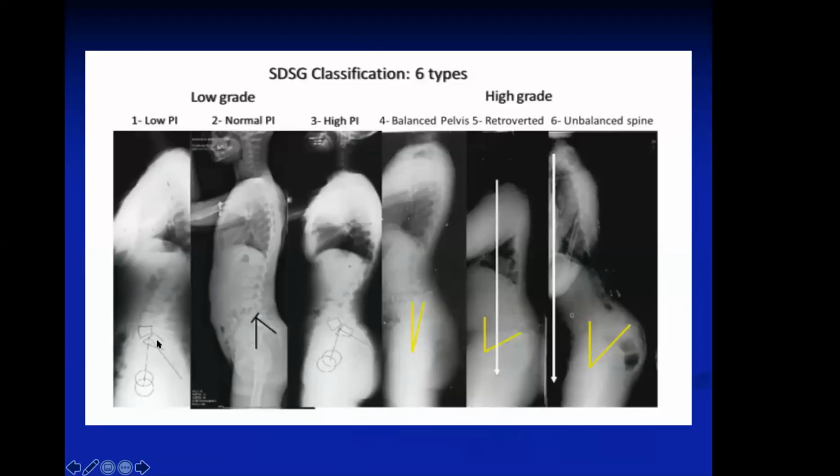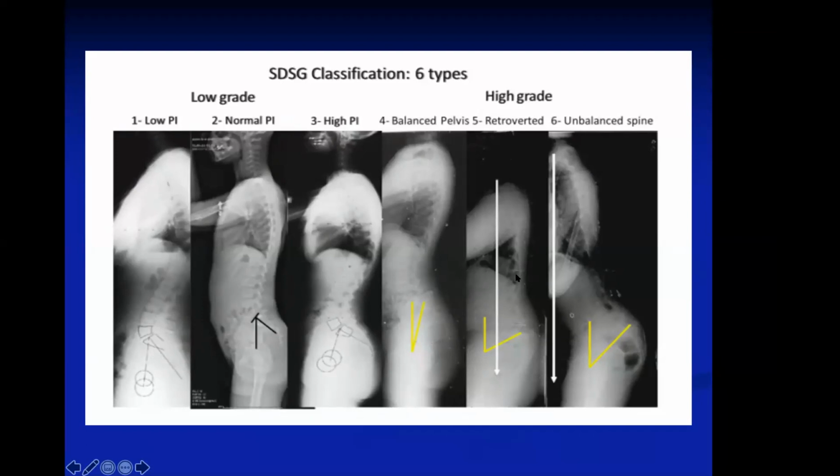So this is low grade, okay, with low PI, low grade with normal PI, that is pelvic incidence, low grade with high PI. Whatever be the value of the PI, you can fuse in situ because the spine is in balance. And again here, okay, balanced pelvis. So without any compensatory mechanisms, the balance is maintained. Again, you can fuse it in situ.